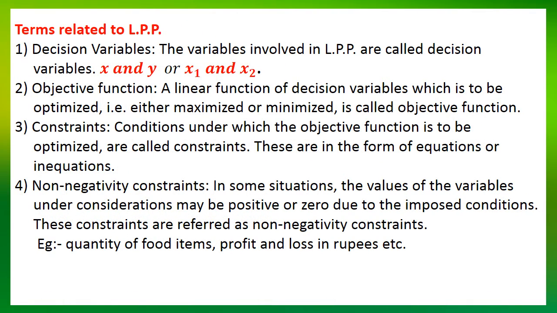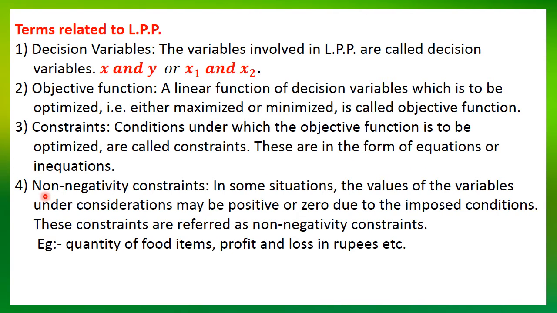Terms related to LPP. Decision variables. The variables involved in LPP are called decision variables. It can be x and y or x1 and x2, etc. Now, objective function. A linear function of decision variables which is to be optimized, that is either maximized or minimized, is called objective function. Constraints. Conditions under which the objective function is to be optimized are called constraints. These are in the form of equations or inequations.